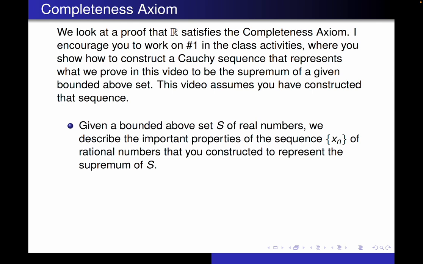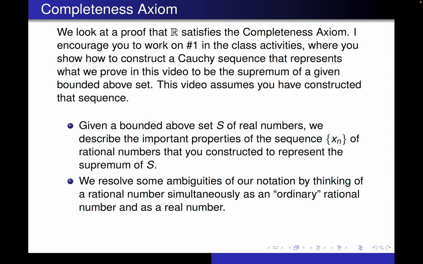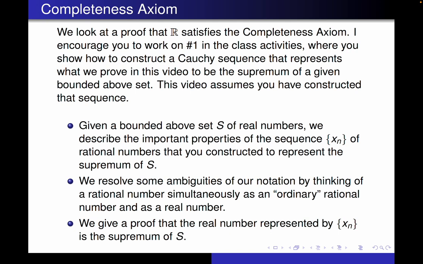Anyway, what we're definitely going to do in this video is start with a bounded above set of real numbers, call it S, and then describe the important properties of that sequence from the class activities that we'll need to prove that that is the supremum. We're going to take a little pause and resolve some notation ambiguities. We're going to have to, for reasons that I'll describe in a little bit, think of a rational number simultaneously as both a regular old rational number and also as a real number that is represented by a Cauchy sequence. And then we'll finally give a proof that the real number represented by that sequence from the in-class activities is actually the supremum of our arbitrary bounded above set.